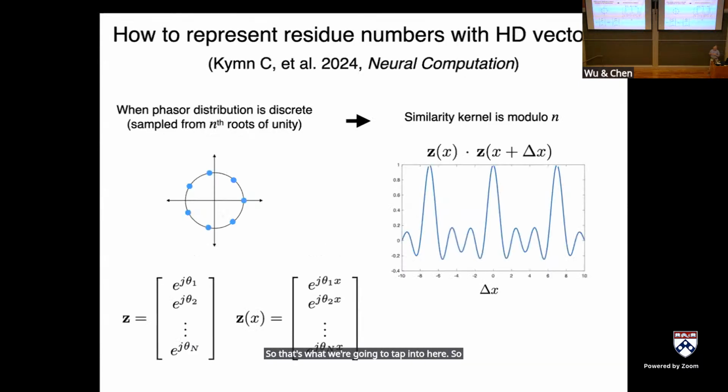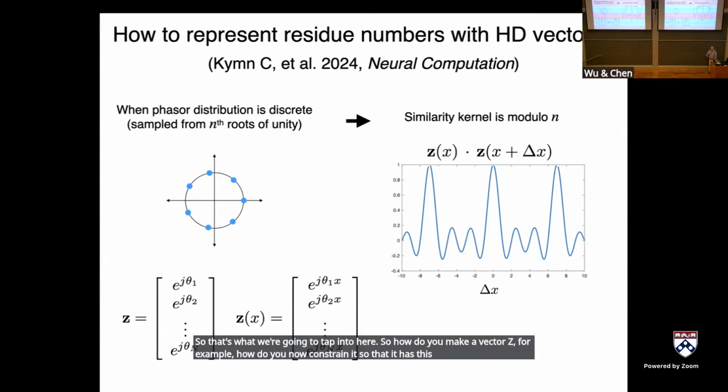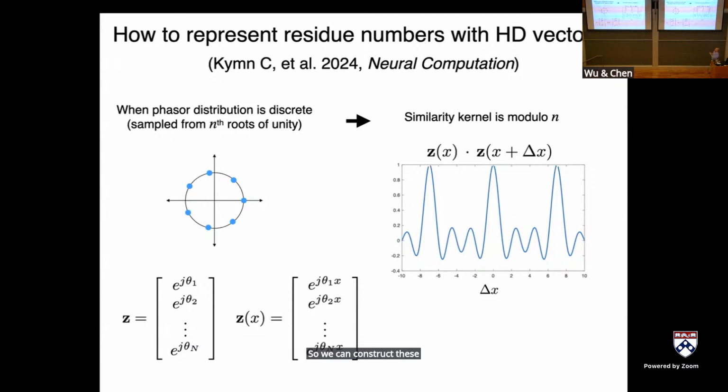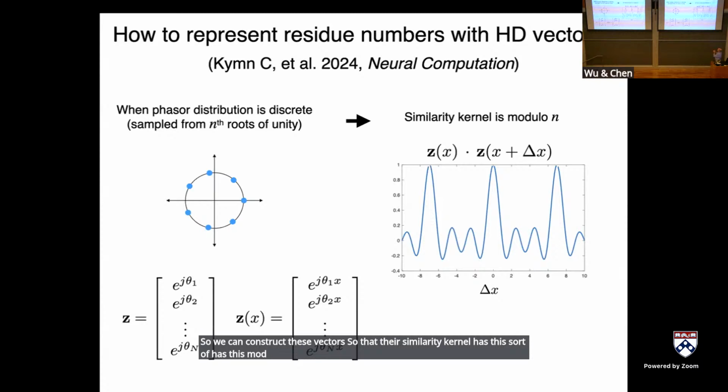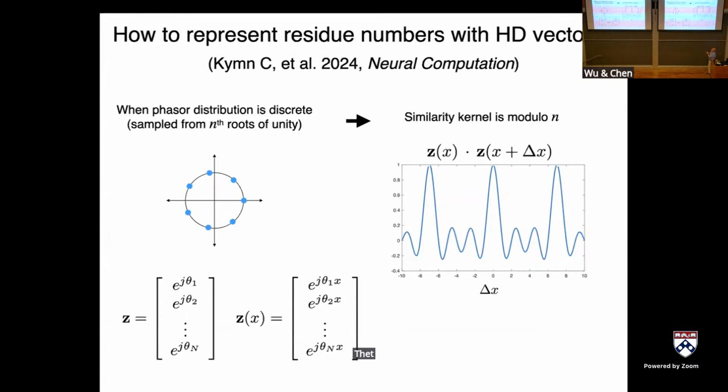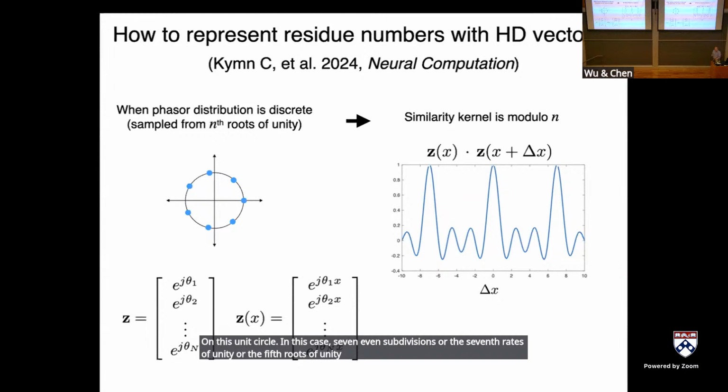So how do you make a vector Z, for example? How do you constrain it so that it has this modulo property, so that it wraps around? We can construct these vectors so that their similarity kernel has this modulo property, so it repeats. For example, this kernel here repeats mod 7. The way you do that is by picking the phases, those phasor coefficients theta, to be the discrete roots of unity. If you want it to be mod 7, then you choose the phases to be discrete on the unit circle, in this case 7 even subdivisions, or the 7th roots of unity, or the 5th roots of unity, and so forth, depending on what your moduli is.